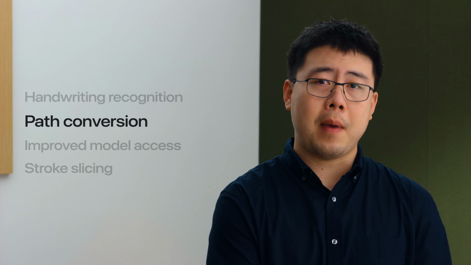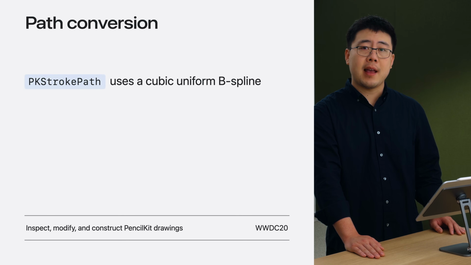Next, path conversion. Path conversion is a powerful set of APIs that help you to bring PencilKit to your app. PencilKit represents stroke paths as cubic uniform B-splines. For more information on how PencilKit stores paths, check out the Inspect, Modify, and Construct PencilKit drawing video from WWDC26.